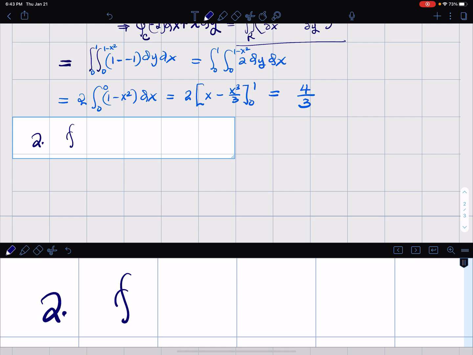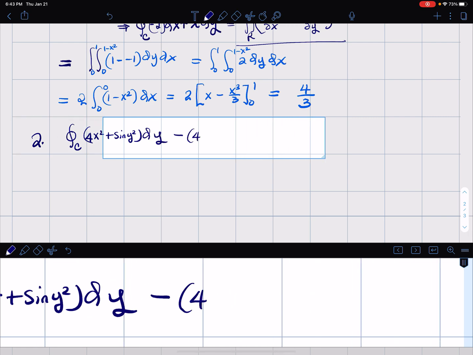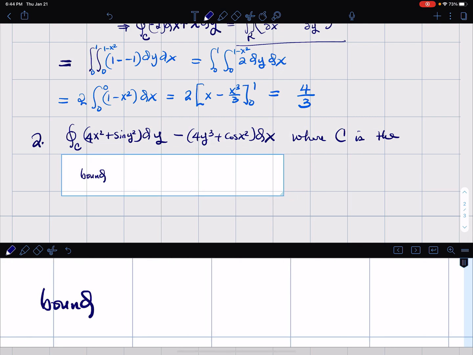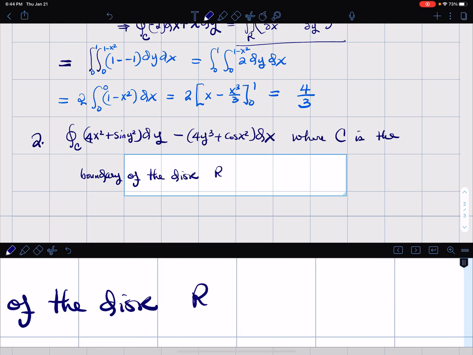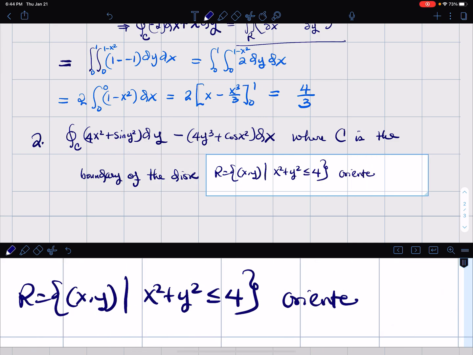So another one, let's evaluate the integral of 4x squared plus sine y squared dy minus 4y cubed plus cosine of x squared dx, where C is the boundary of the disk R equals xy such that x squared plus y squared is less than or equal to 4. And this is oriented counterclockwise, so it's a positive orientation.